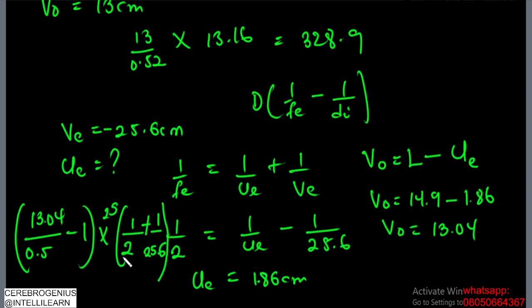Our final answer is 337.9. That will be the total magnification, 337.99, of our compound microscope. So that's everything on compound microscopes.